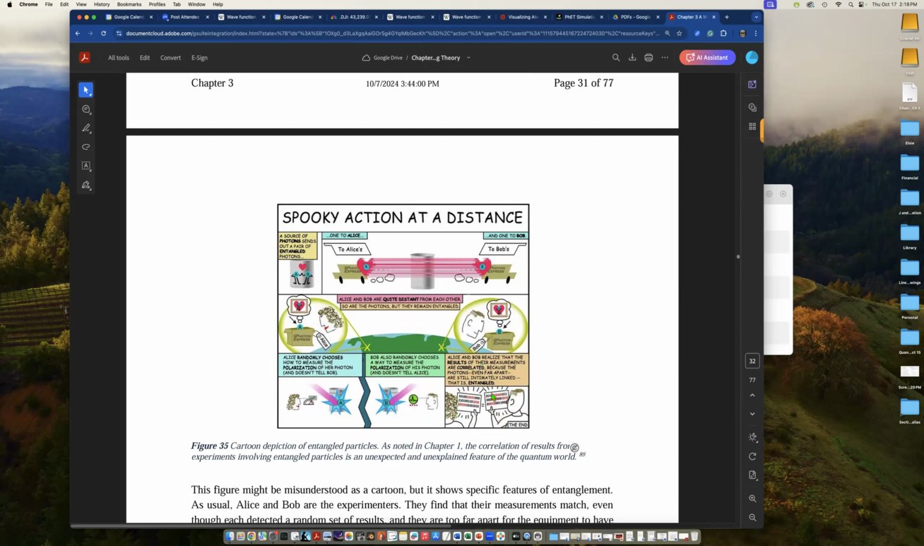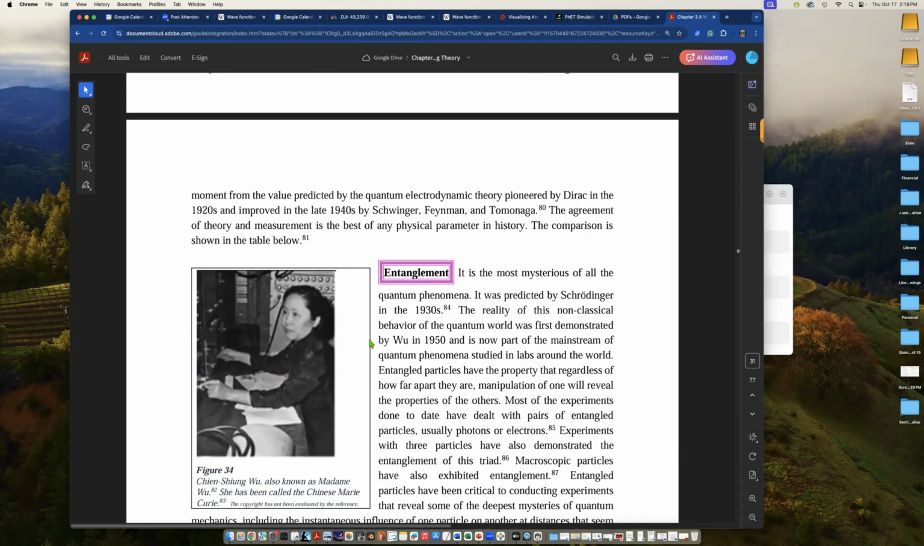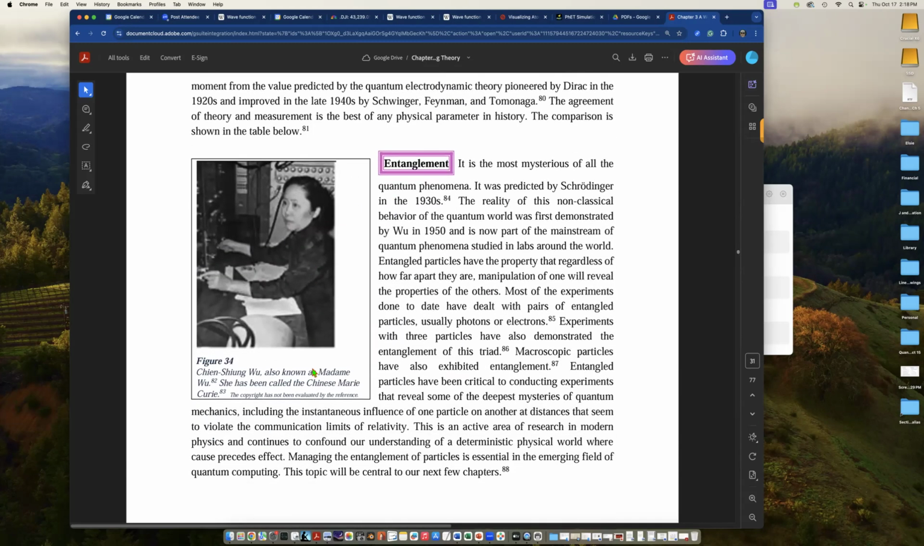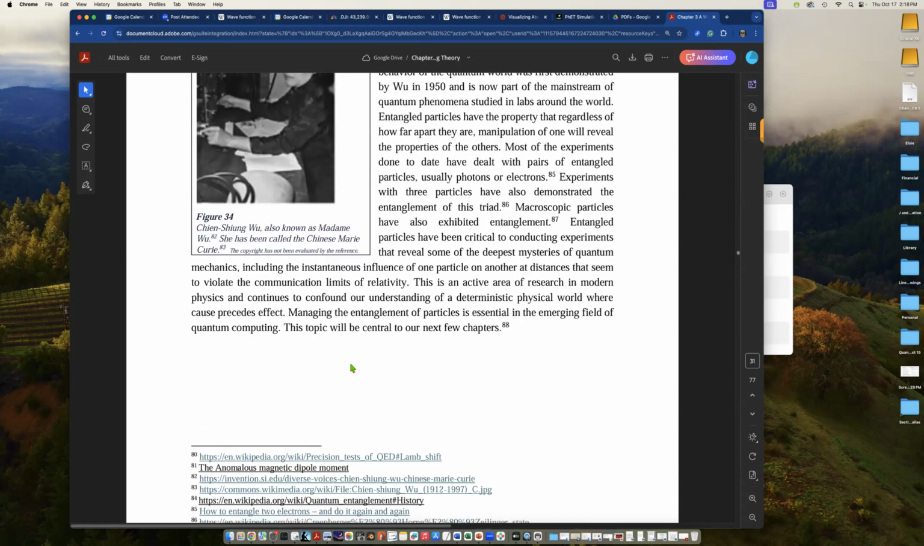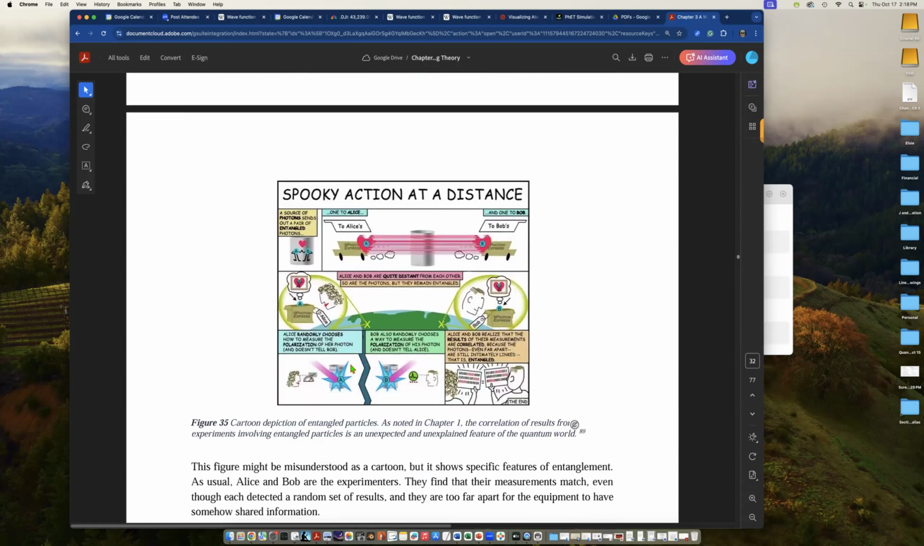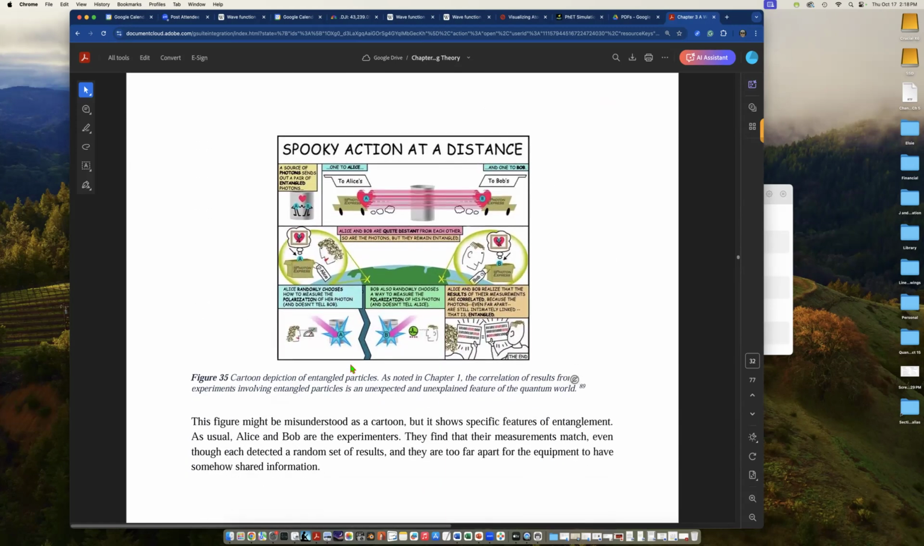We will talk about this many, many more times in future lectures, but this property of entanglement is predicted by quantum mechanics. Schrodinger predicted it in 1935, and it took at least until Madame Wu did her work in the early 50s, and now it's a standard thing done in undergraduate laboratories. We're in the physics building at the local university.